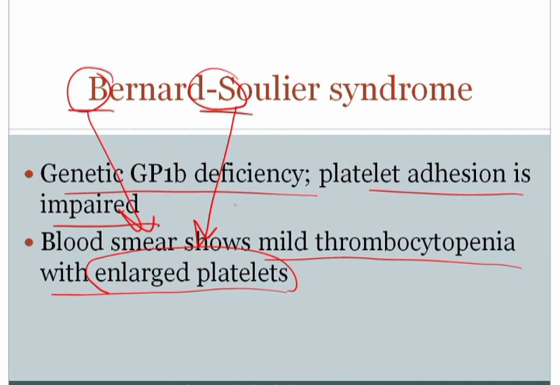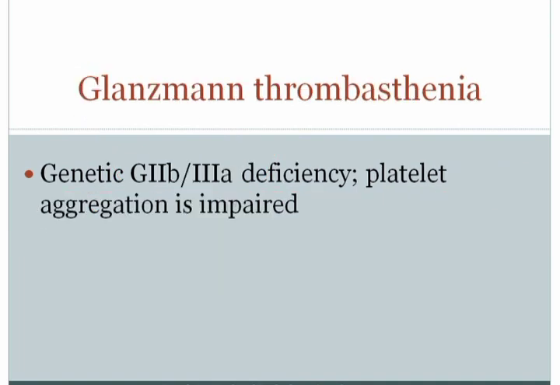that you need to remember that there are enlarged platelets on blood smear. Now, the next of the disorders is called Glanzmann's thrombasthenia, and this is a genetic defect in GP2B3A. And guess what's going to happen here? Platelet aggregation is going to be impaired.